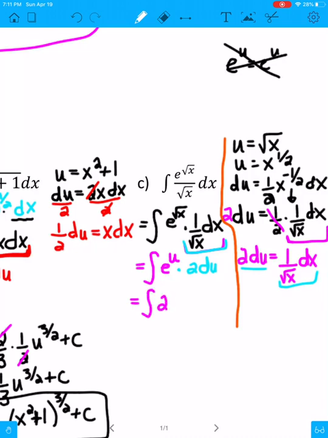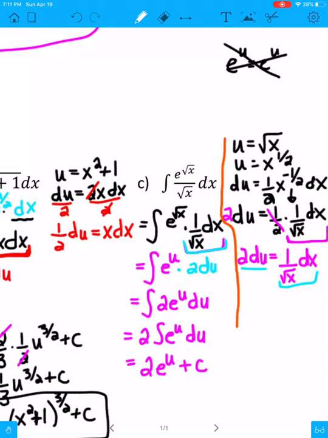So I go 2 e to the u du. And when I have just something this simple, I can pull the 2 out of the integral symbol because it's just a coefficient. And I can do the antiderivative, or the integral of e^u du. So the 2 stays at 2. The derivative of e to the u is e to the u. The du goes away then, and I get plus c.